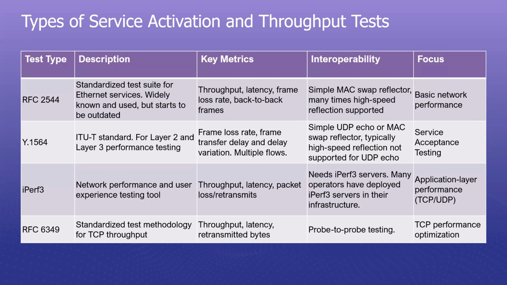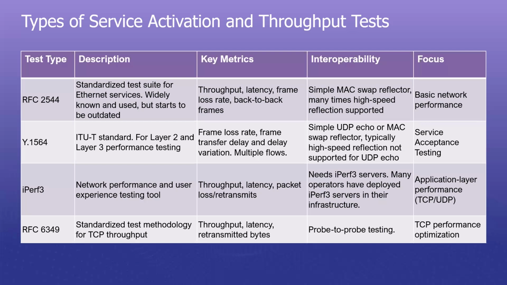Next one is Y.1564, really the main test nowadays for service acceptance testing, defined by the ITU-T, and in our experience used both for layer 2 and layer 3 performance testing. As this is more service oriented, so also the KPIs are more service oriented: packet losses, frame losses, delays, and delay variations. And you also can test multiple flows at once, so you can actually test that both the real-time services and best effort and other perhaps guaranteed service classes are working together in a simultaneous test.